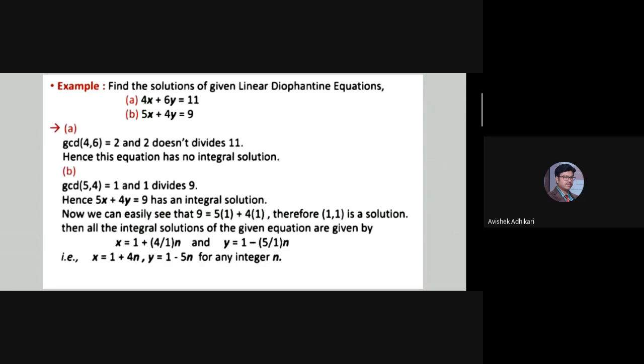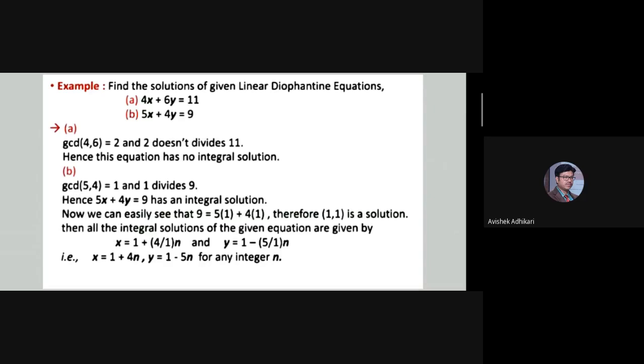If we take x equals 1 and y equals 1, then (1, 1) is a solution of the second linear Diophantine equation. So by the last theorem, all the solutions of the second equation are x equals 1 plus (4/1)n, and y equals 1 minus (5/1)n. That is, x equals 1 plus 4n, and y equals 1 minus 5n for any integer n.